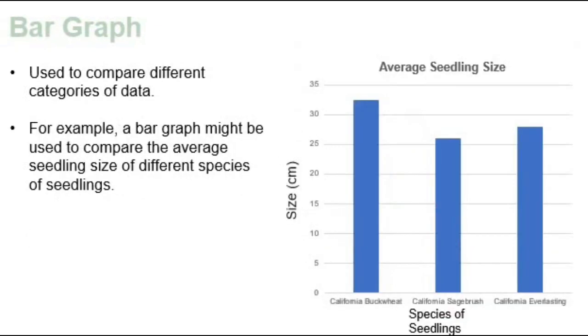The next type of graph is a bar graph. This is used to compare different categories of data. So, for example, a bar graph might be used to compare the average height of different plant species.